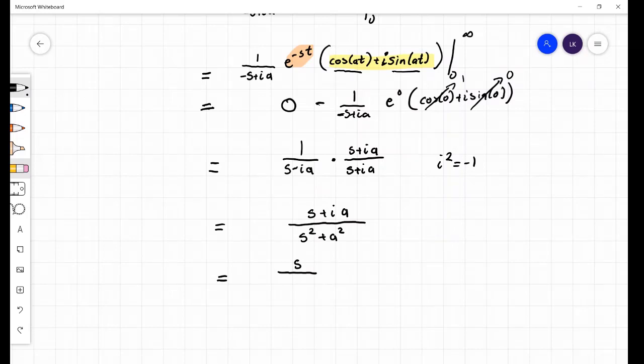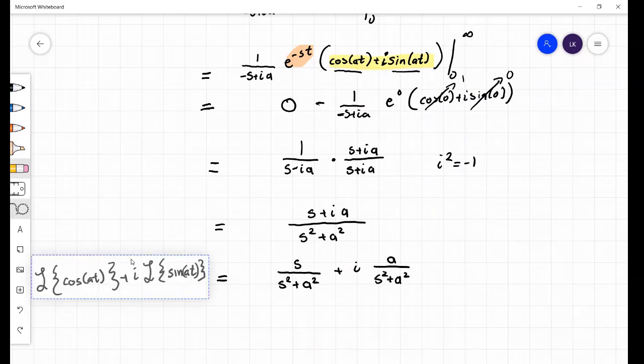And you want to compare that to the original statement, the Laplace transform of cosine plus i times the Laplace transform of sine of at. So this means that the Laplace transform of the cosine is s divided by s squared plus a squared, and the Laplace transform of the sine of at must be a divided by s squared plus a squared.